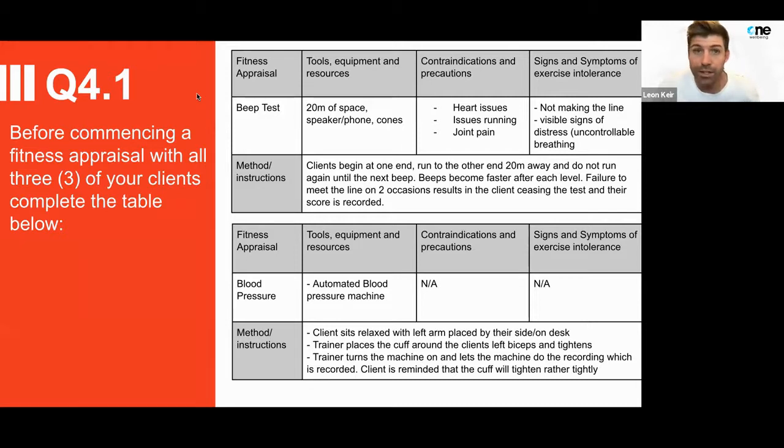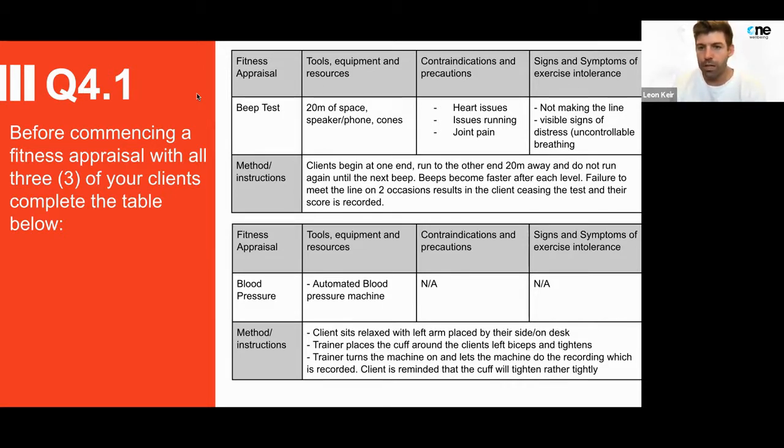You don't need a lot of space. You can even do it indoors. And as I said, it's a universal test that there's a lot of data around it, so we can really easily benchmark our clients once we get a result from them. So tools that you need, as I said, like a 20-meter space, you need some speakers, you need a phone so they can hear the beep test, and some cones. So you don't need a lot of equipment either, which is great. And the client can do it at home. They can do it by themselves. They don't have to have you around to do it. So that's why the beep test is a good one.